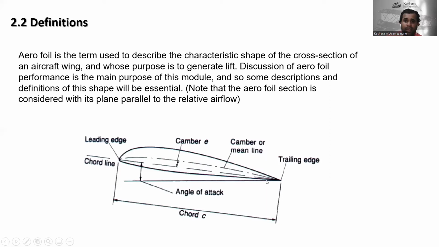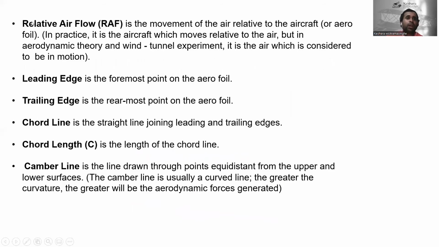You can see the aerofoil, the cross section. Here is the leading edge, and this is the chord line here, this is the trailing edge, and this is the chord C, right? And between this line and this line, this is the angle of attack. This is the camber and camber mean line. Here is the camber mean line and this is the camber line. All right.